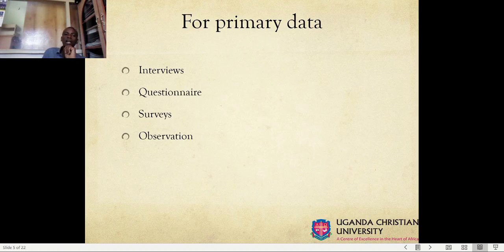A list of questions you ask. What's your name? We don't ask names. We don't need to know people's names when collecting data, so please don't ask for their names. How old are you? That's a question. When did you join UCU? You need information, and that's the background information. That information helps us understand more about our elements, the people from whom we get the information.